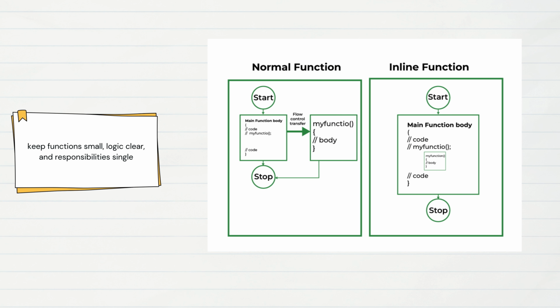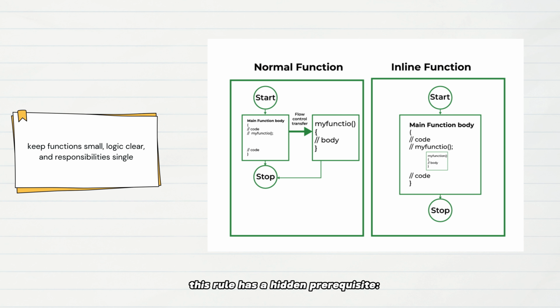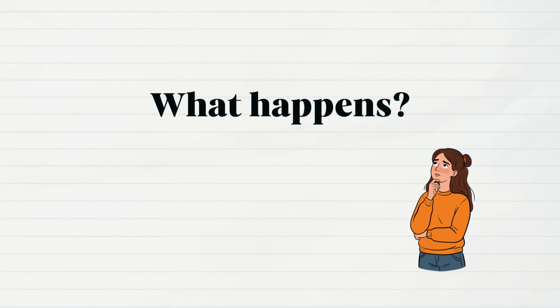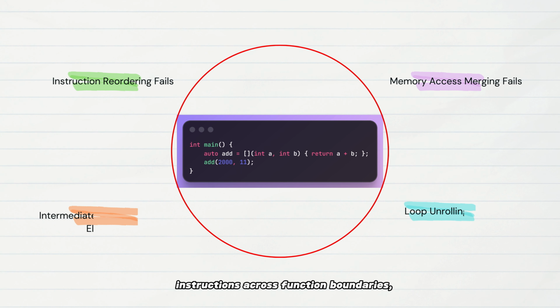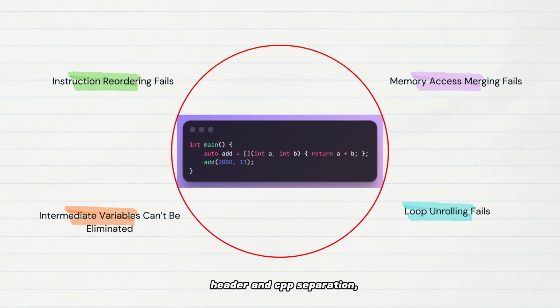But in C++, this rule has a hidden prerequisite. The function must be inlineable. Otherwise, what happens? Every small function becomes an optimization boundary. The compiler can't reorder instructions across function boundaries, eliminate intermediate variables, merge memory accesses, or even perform loop unrolling. This is especially true in three scenarios: header and CPP separation, LTO not enabled, and multi-compilation unit projects.